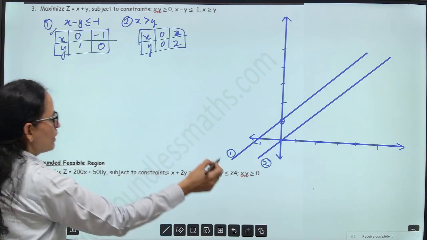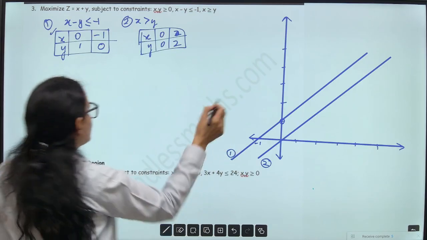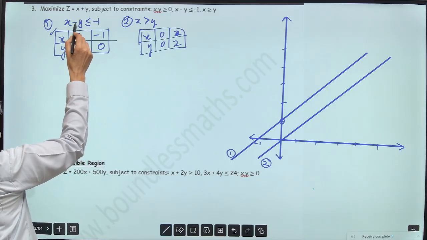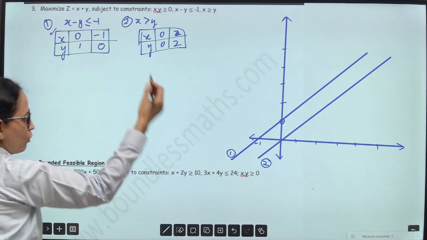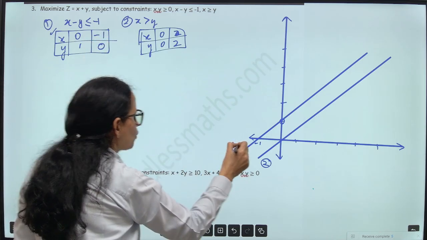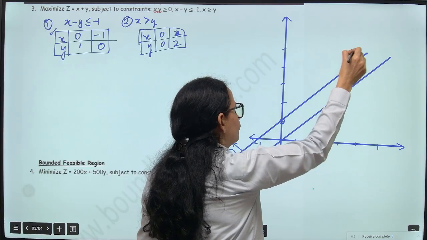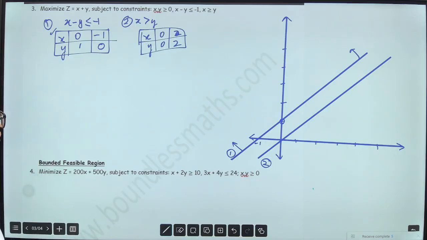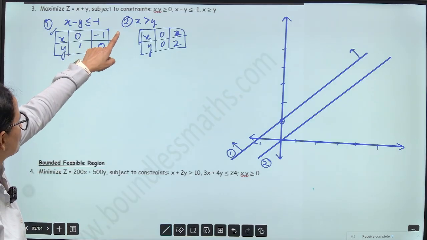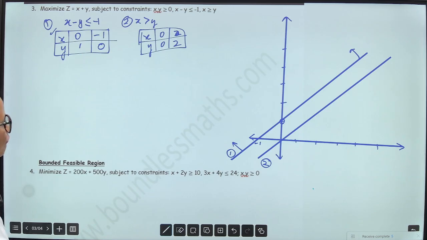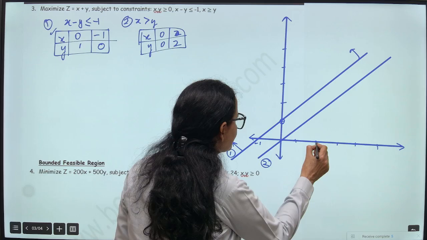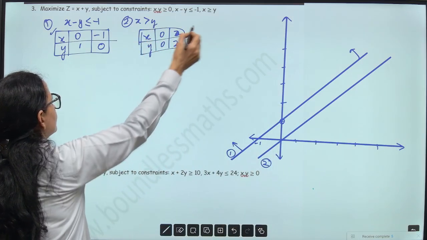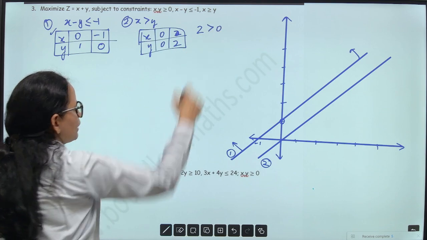For example, the first inequality is here. So if I take a point 0, 0 at origin, x is 0, y is 0. Is 0 less than equal to minus 1? No. So that means the feasible region is on this side of the inequality graph. So use these arrows, they will always help you when you are solving these problems. The second inequality, x is greater than y. Now if I put any point, for example this point, x is 2, y is 0. Is 2 greater than 0?